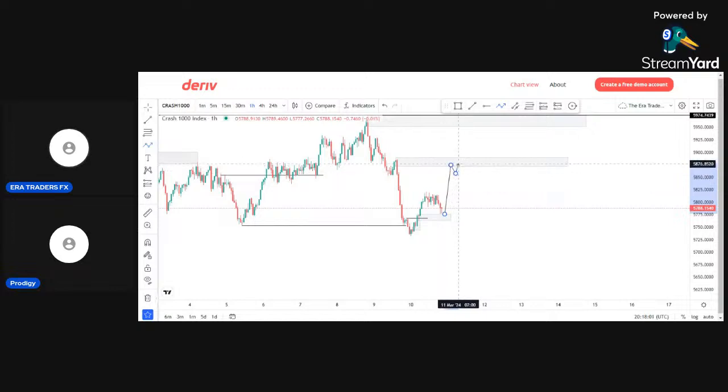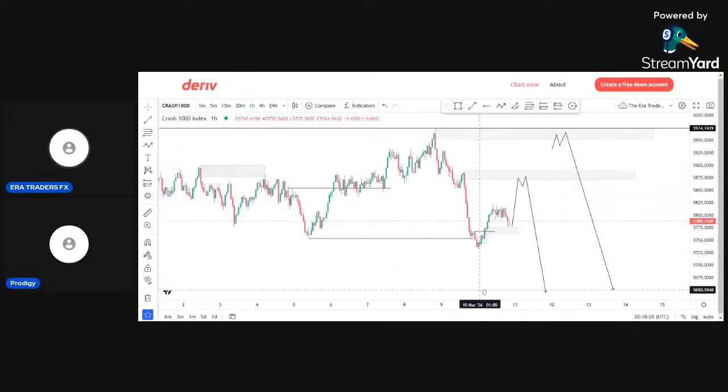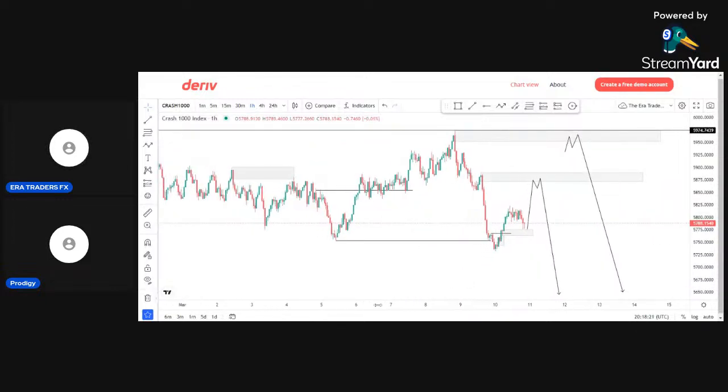So price will definitely come into that zone, then we'll buy into this zone, then wait for change of character and sell to the down. Or you just wait for price to come into this after taking out these liquidities, then come into this up zone and sell to the down. So this is for Crash 1000. Let me take a screenshot and send it to the group. This is what I'm looking out for on Crash 1000.